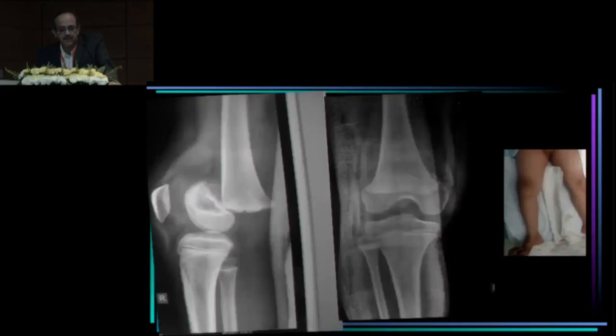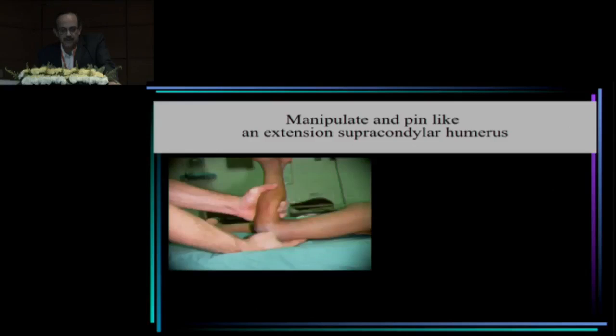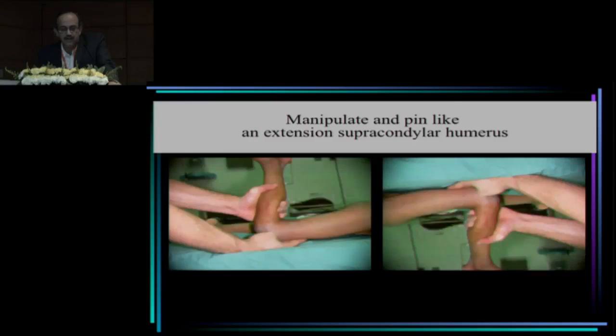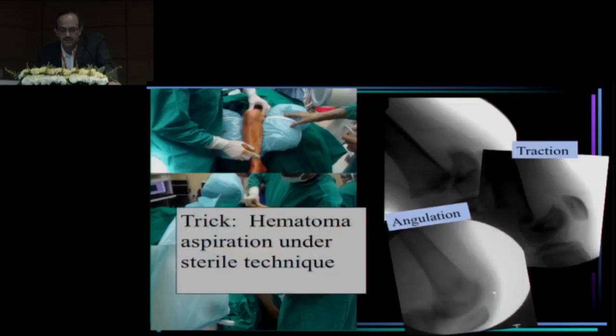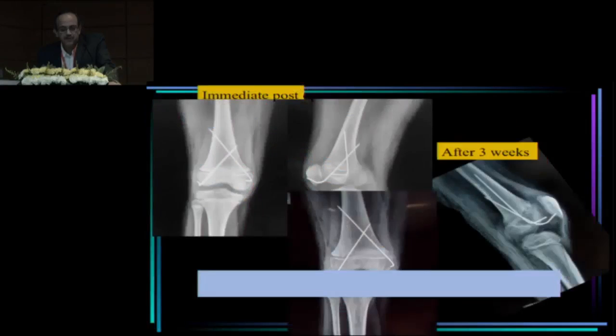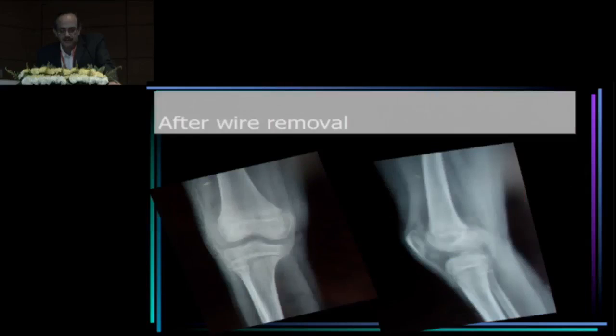Examples, displacement anteriorly. Think of this as a supracondylar fracture of the humerus. You can put the child in the prone position and do the maneuver like you reduce it for supracondylar, and then you use cross pins. The pins should be removed early because they are crossing the physes. They gum up in 3 weeks, and then you rehabilitate. That is after wire removal.